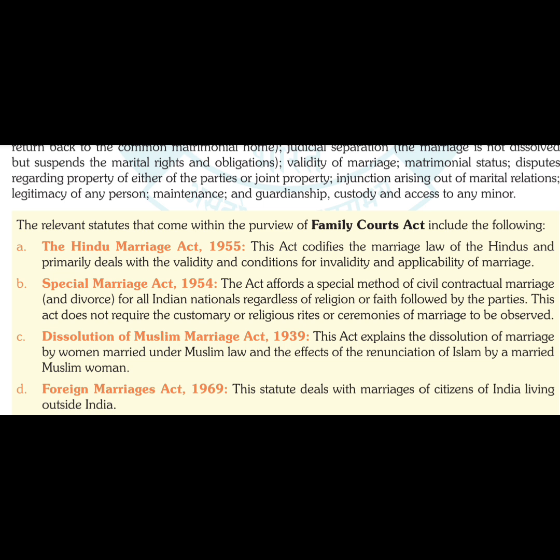Right? Then matrimonial status. Matrimonial status means of husband and wife. I am the husband, you are the wife, to declare that status. Then disputes regarding property of either of the parties or joint property, like the succession of property. Suppose a wife is denied a share in the property of her husband after her husband's death. Why is she denied?